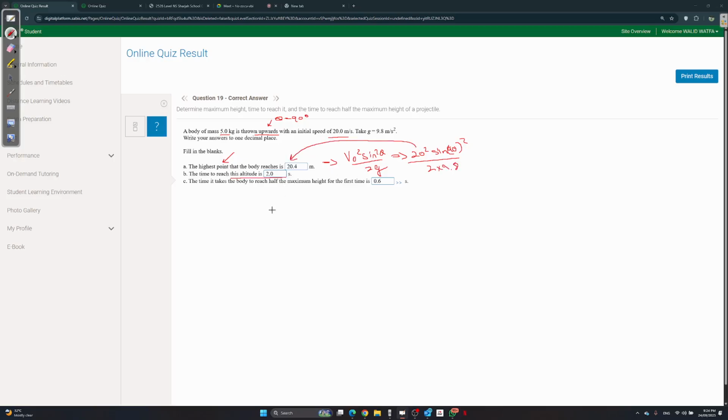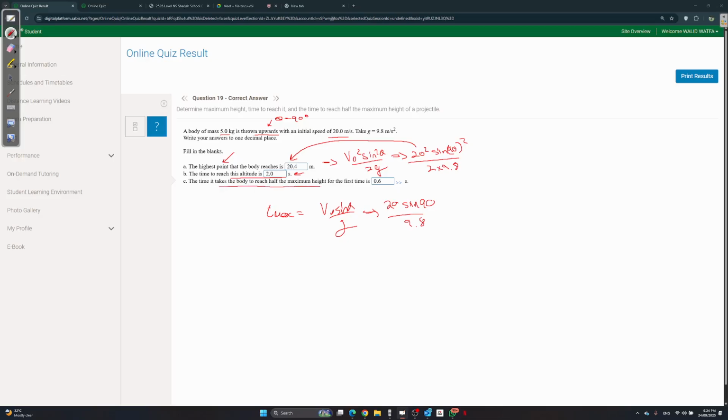The time to reach this altitude, T max. How do you find T max? Simple, as V naught sine theta over g. If they said total time, what do you do? You multiply this by 2. So V naught sine theta over g, meaning 20 sine 90 over 9.8, and you get approximately 2. You get something very close to 2.